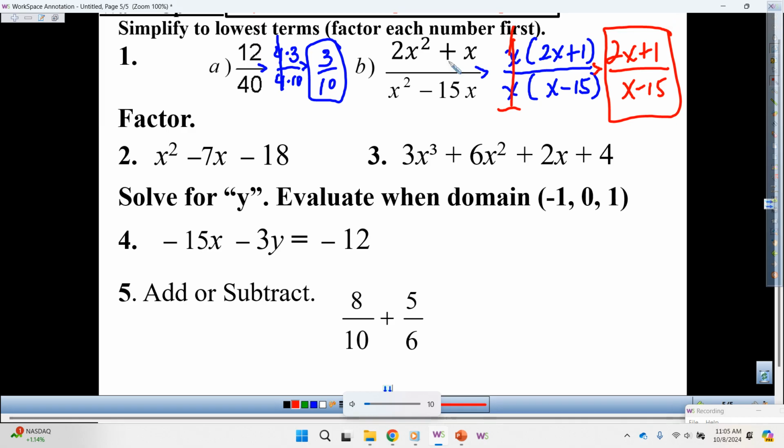Number 2, factor. Negative 18 on the numerator, negative 7 down here. What two numbers multiply to give me negative 18 that when you add them give us negative 7? That is negative 9 and 2. Yes. x minus 9, x plus 2.